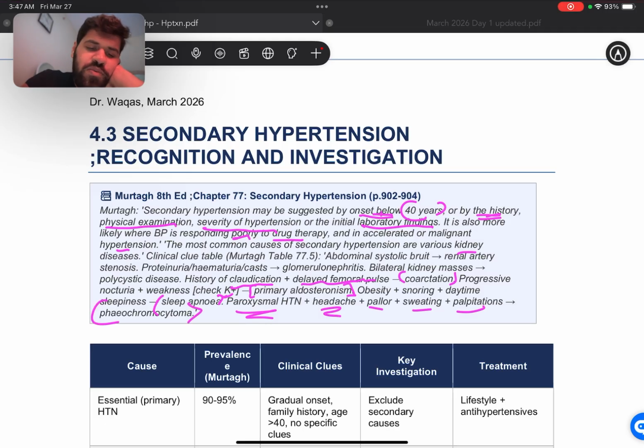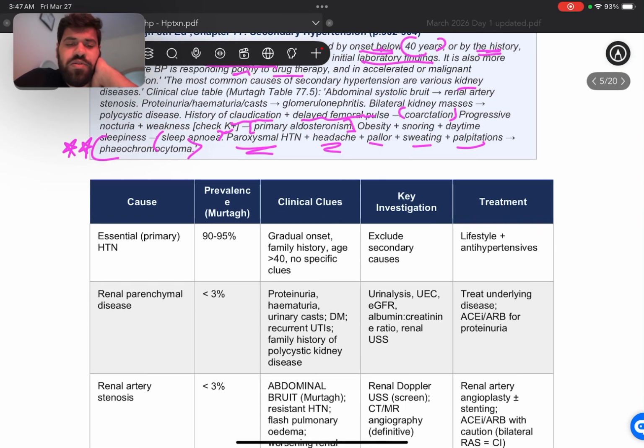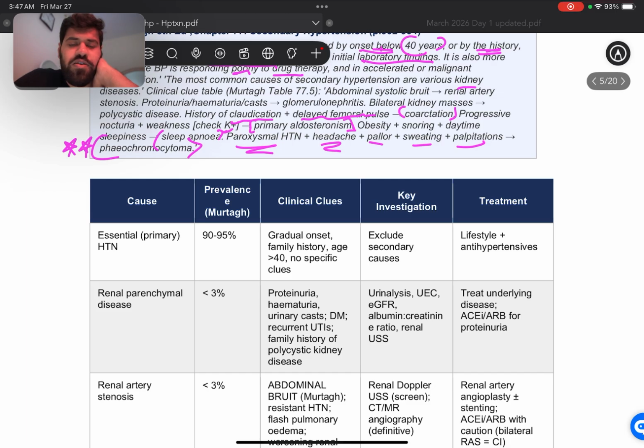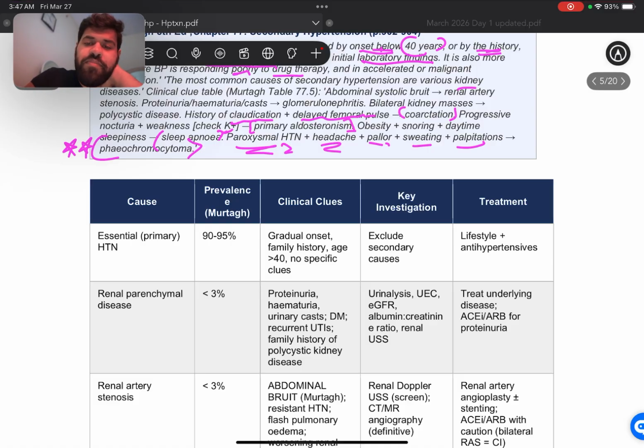Now, pheochromocytoma, I've seen a lot of questions being asked based on pheochromocytoma. All right, we'll be going over what pheochromocytoma is in the endo section, but it's just a tumor that's releasing hormones that alter the blood pressure and a lot of the physiological function of the body. That's why we have paroxysmal hypertension, pallor, and sweating.